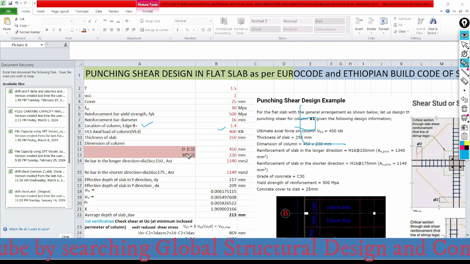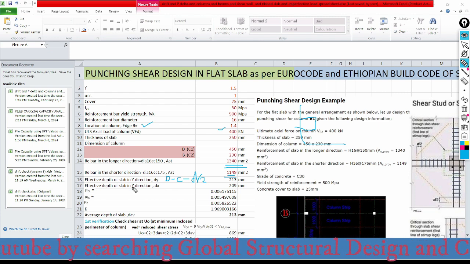So here C1 and C2, meaning C1 is along the depth, and B is along the width of the column. And rebar in the longer direction, that is diameter 60 at 150, is provided here. It is 1340 millimeter square. Rebar in the shorter direction of the slab is provided with this much amount of area. So the effective depth of the slab in y direction, dy, is equal to the total thickness minus the clear cover minus phi over 2. So this is the effective depth of the slab in y direction. And the effective depth of slab in y direction is the above, and the lower is in x direction.